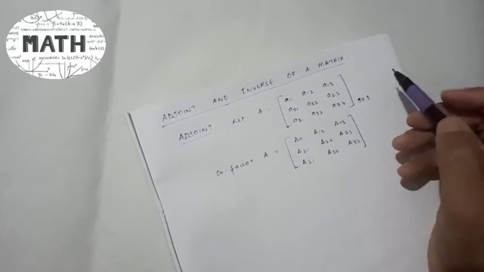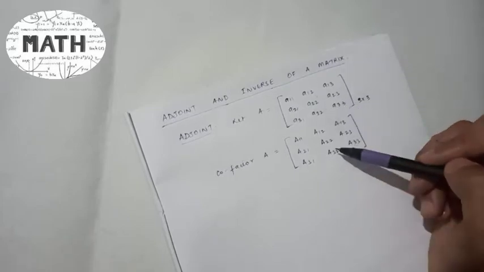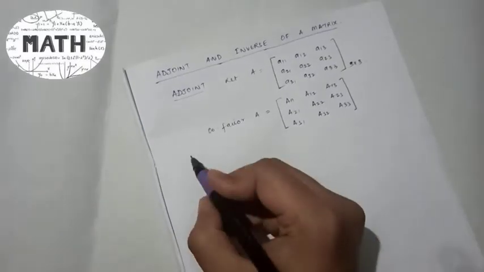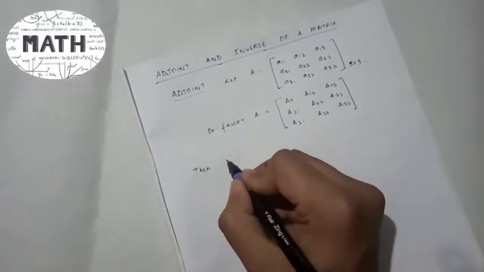Now if you can see there's a difference. Here I've got a small letter a and here I've got a capital letter A, okay? The capital letter A denotes your cofactor. And if you're thinking what is cofactor and if you don't know, please see a previous video. Alright, then comes the adjoint.